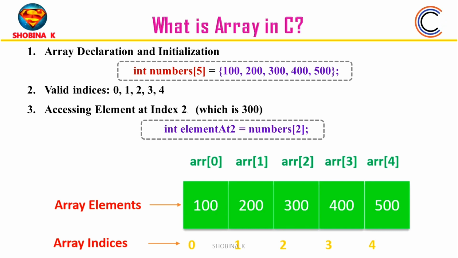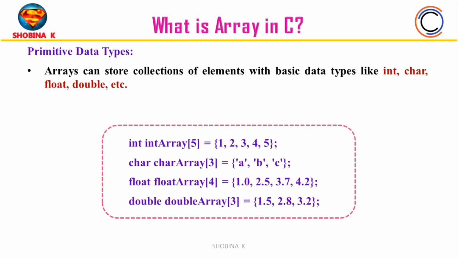So the code initializes an array named numbers with 5 integer elements and then accesses the third element at index 2 and stores its value 300 in the variable elementAt2. Arrays in C can be used to store a collection of various data types, including primitive data types like integer, character, float, as well as more complex data types like pointers, structures, and other user-defined types.